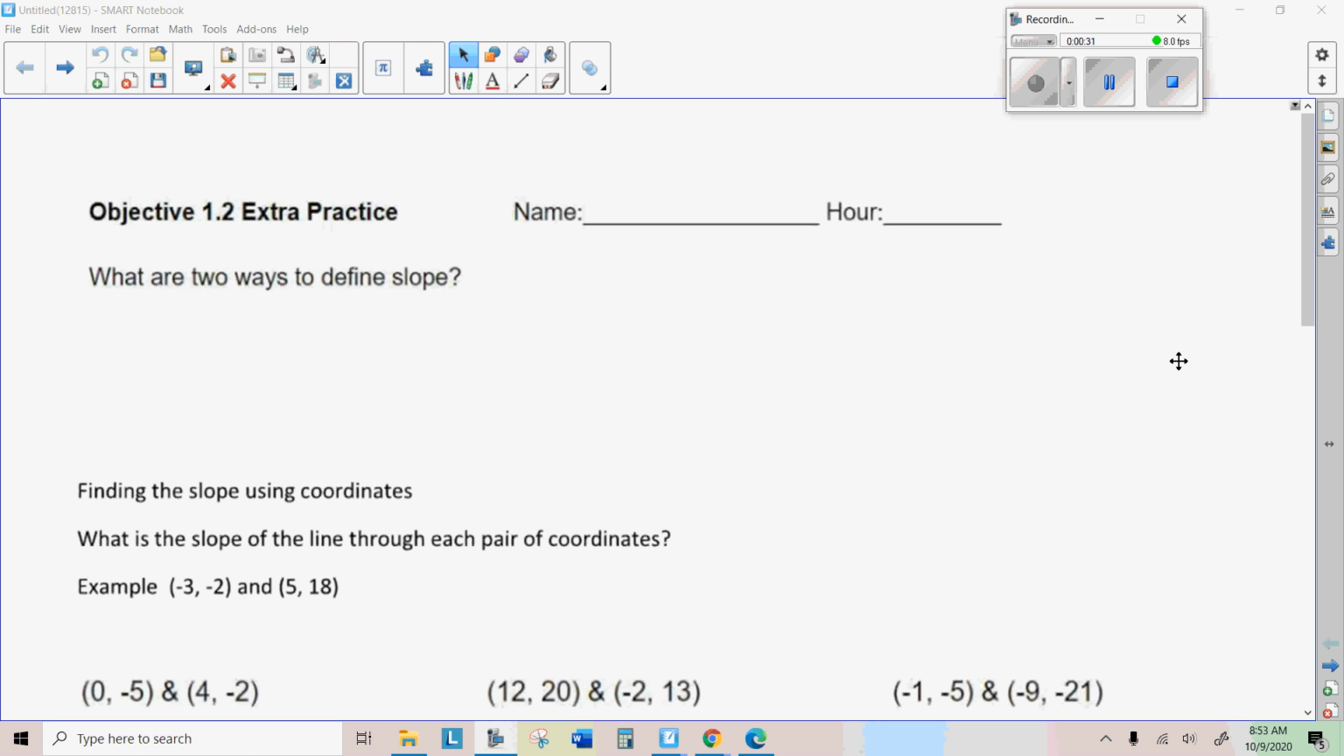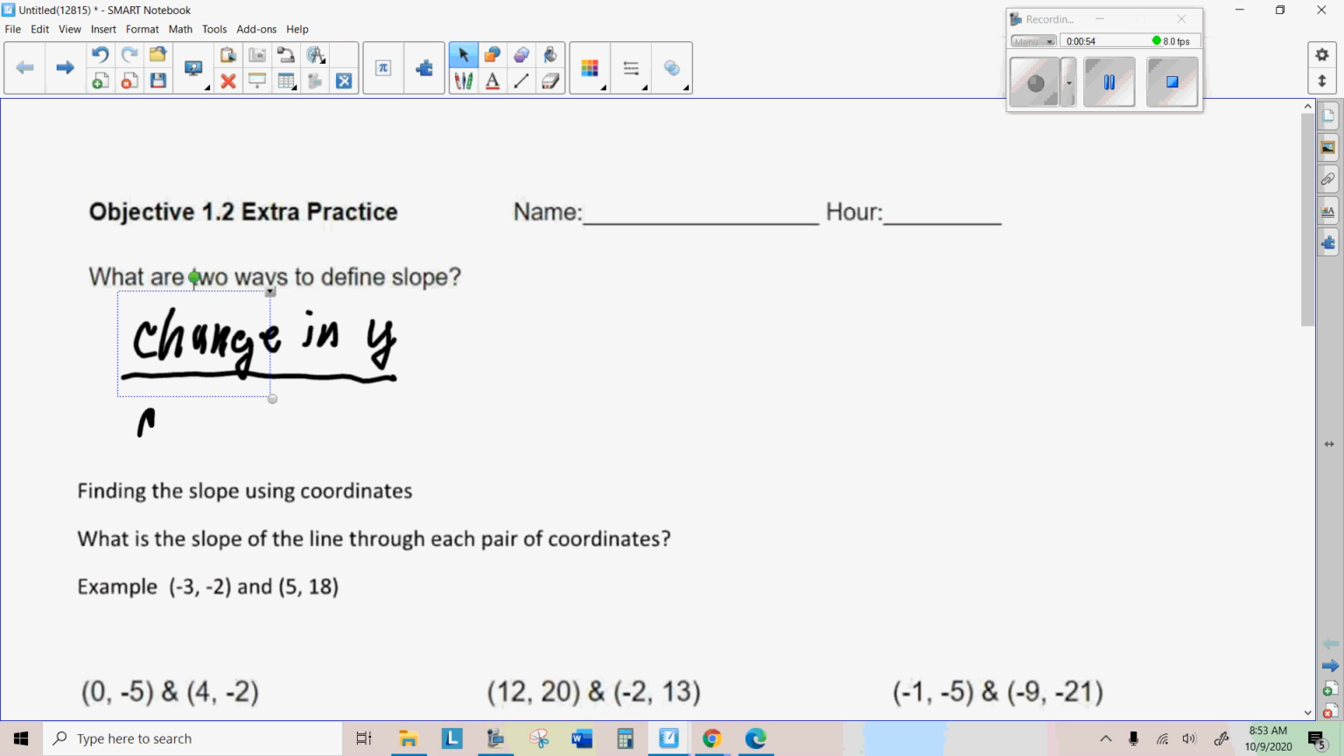All right. So first of all, what are two ways to define slope? I'm actually going to do it three ways. So let's first define it this way. The slope is the change in y, it's a ratio of the change in y over the change in x. Now, let's put that in terms you can maybe understand better. The change in y, and I'll put this on top, is going up, vertical. And the change in x is going across, horizontal.